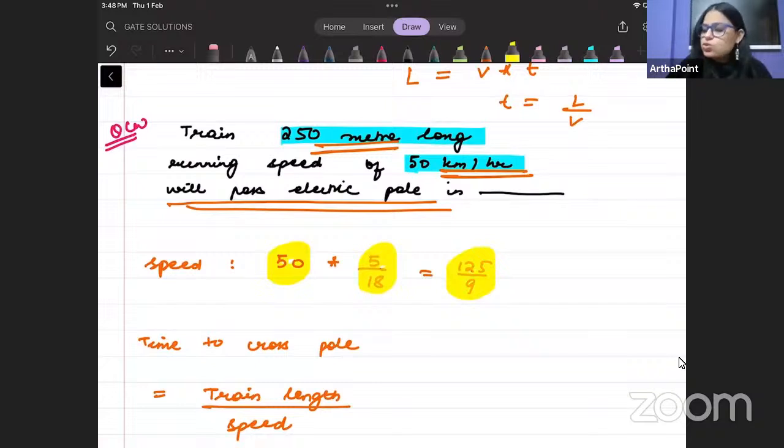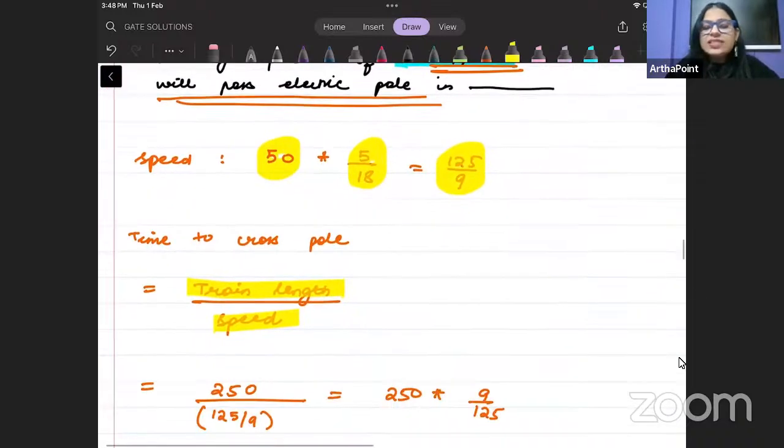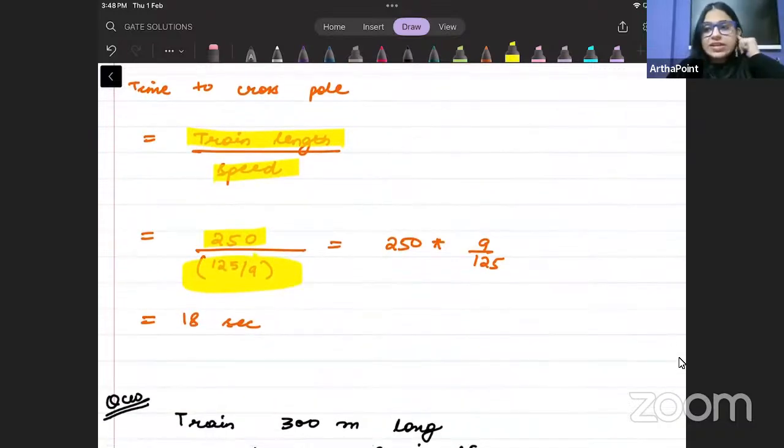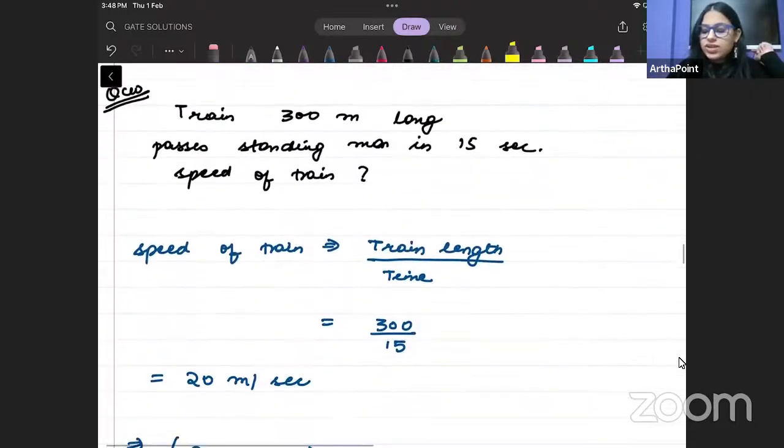Now I just need to use the formula that T is equal to L by V, so length divided by speed. The length is given to me as 250, so I've plugged 250 here, and the speed is 125 by 9. When I solve this, I will get the answer as 18 seconds. Right, beta? Come to the next question.